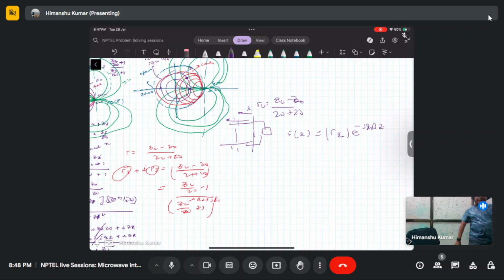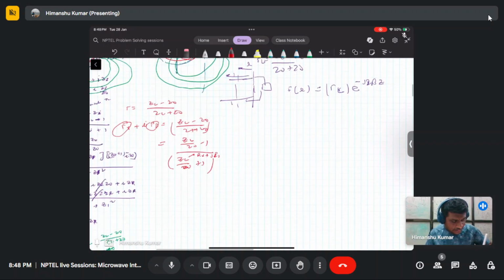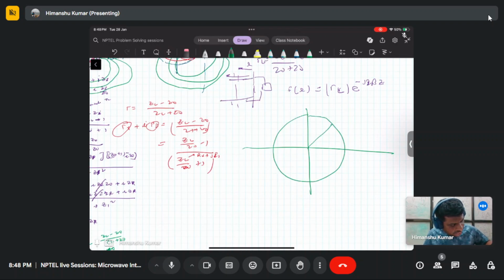So this constant gamma, at this center circle, let me draw it correctly. Let's say you have drawn this circle, and the radius of this circle is mod gamma. So at each point on the circle, the mod gamma radius is the same. If you consider the real and imaginary part, only the phase factor is changing.